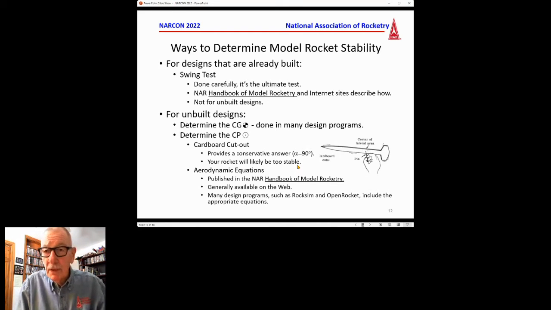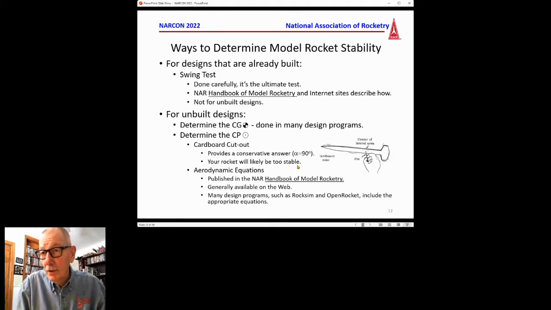Now, of course, for rockets that are already built, you can always do a swing test, so you can be sure that it's stable. That is, it's almost too late because you've already built the rocket, and you should try and know your stability before you get to that point. It doesn't hurt to test it and make sure that it is stable.